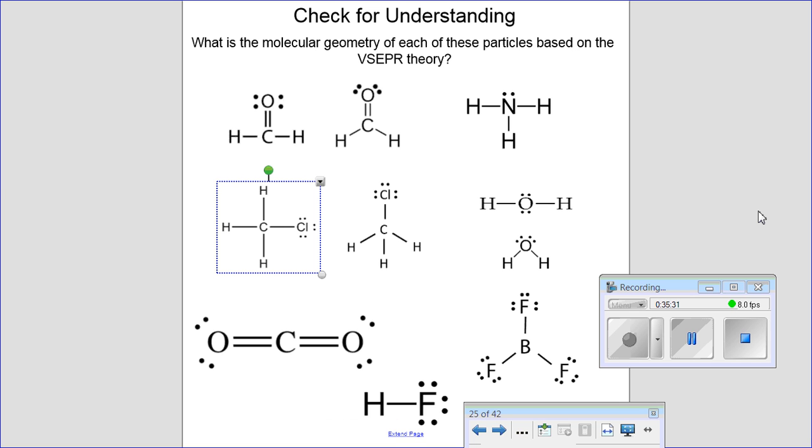Okay, so now we're going to look at whether you understand how you can go from the Lewis structure to the shape, to the molecular geometry of your molecule. I'll make a separate video for the practice quiz that we're doing. You'll want to watch both, okay? So what's the molecular geometry of these particles based on VSEPR theory?